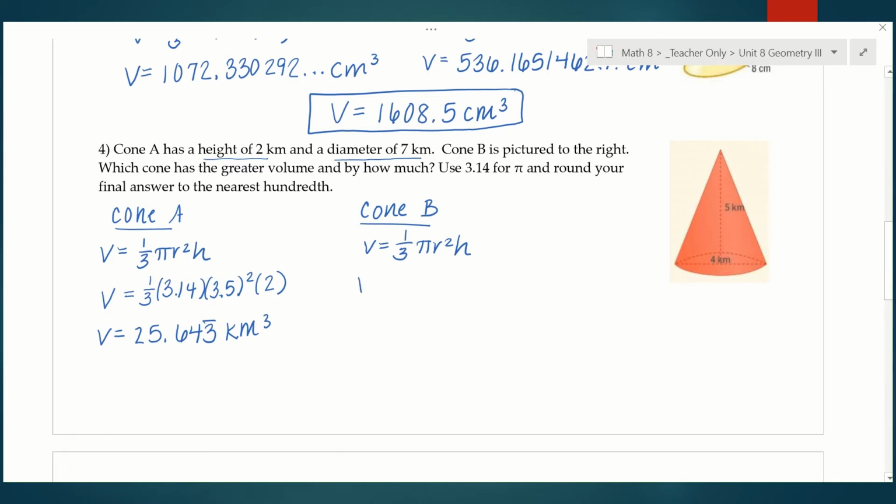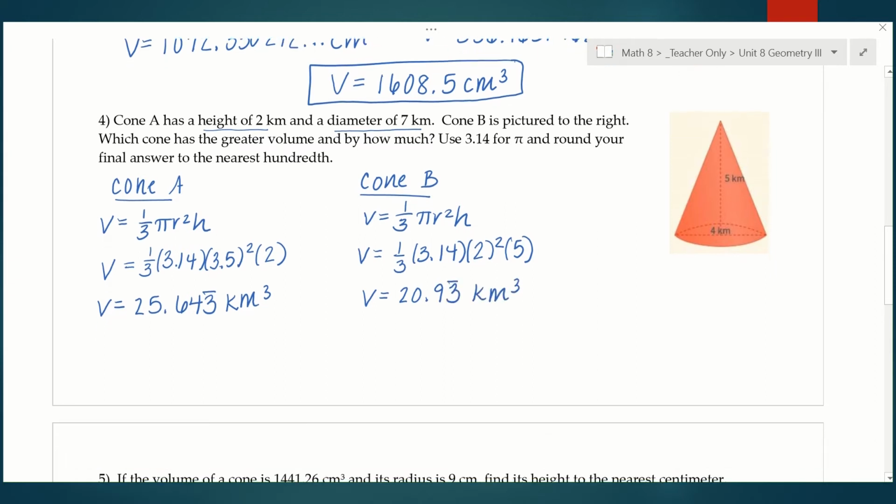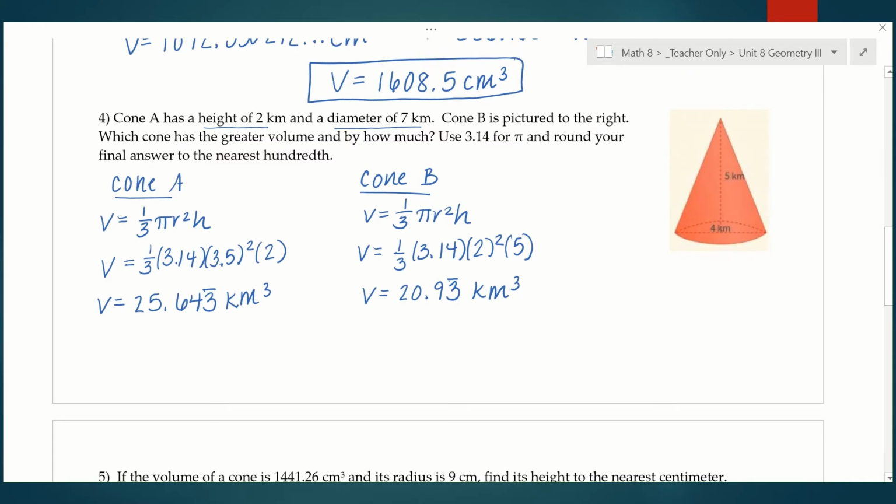All right, so now we're going to do the same thing with cone B. Cone B is the one that's pictured. So 1/3, I'm using 3.14 for pi. Now in the picture, it's showing that 4 kilometers is the whole way across the circle. So that's the diameter, and the radius is half of that, so 2. So times 2 squared times my height, which is 5. All right, so let's type that in. And we should be getting 20.93 repeating cubic kilometers.